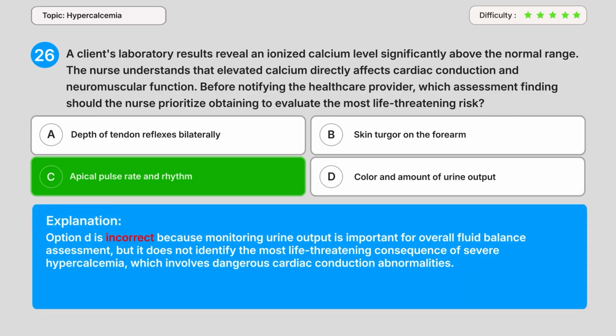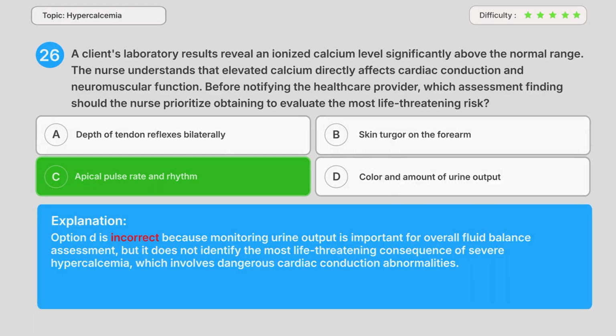Option D is incorrect because monitoring urine output is important for overall fluid balance assessment, but it does not identify the most life-threatening consequence of severe hypercalcemia, which involves dangerous cardiac conduction abnormalities.